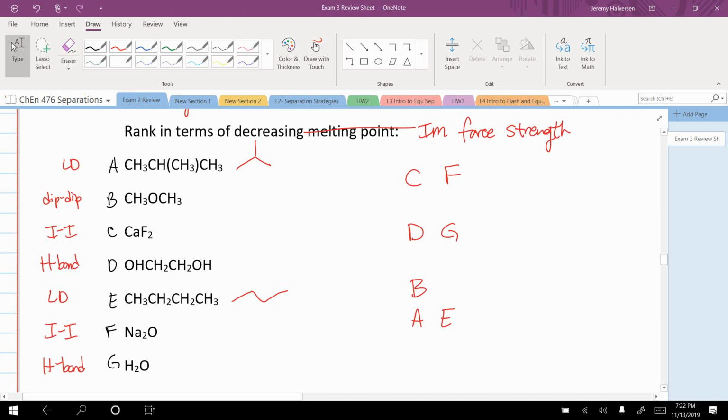So for ion-ion, how do we check the strength of an ion-ion interaction? Yep. What is that? Coulomb's law, yes. Okay, and Coulomb's law says the force of attraction is based off of the strength of the charge and the size of the ions. How close can we get them together? So what do I look at first? Charge. Yes.